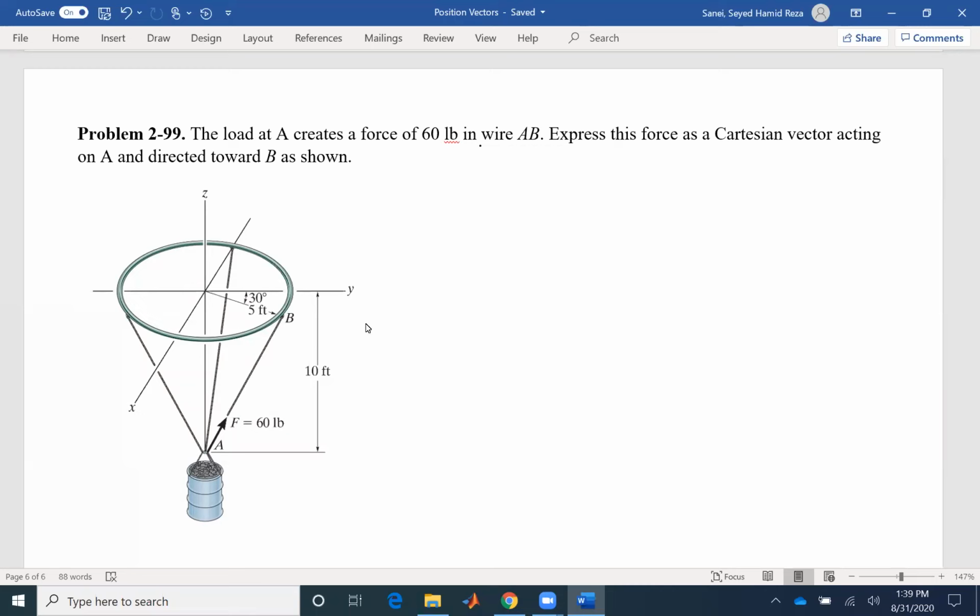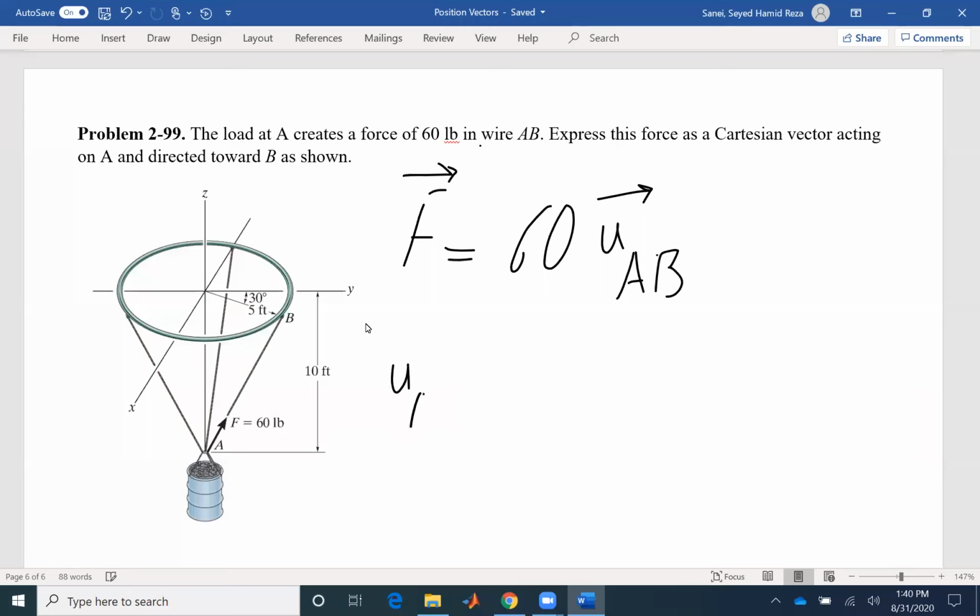So our approach is the same. We want to find force F. We have the magnitude is 60. We're going to multiply it by the unit vector from A to B. What is a unit vector? It's just a position vector divided by its magnitude. So our first task is to find the position vector. What is the definition of a position vector? The coordinate of B minus the coordinate of A.